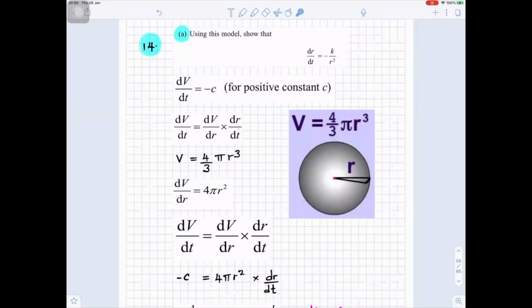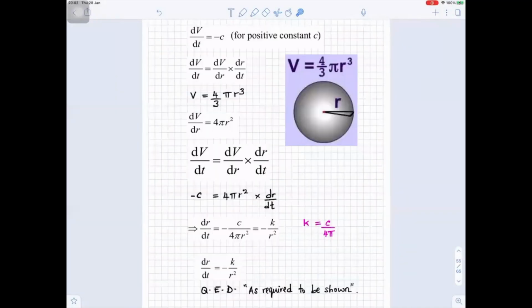That's dV over dr. Now we want to put it in dV over dt equals dV over dr times dr over dt. Remember, the dr there is the thing that lets you cross it out to make the left equal to the right. So dV over dt is minus c from there, and dV over dr is 4 pi r squared, and you want to find dr over dt.